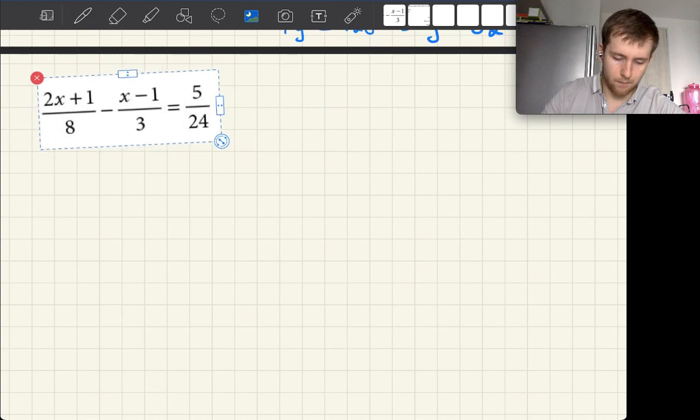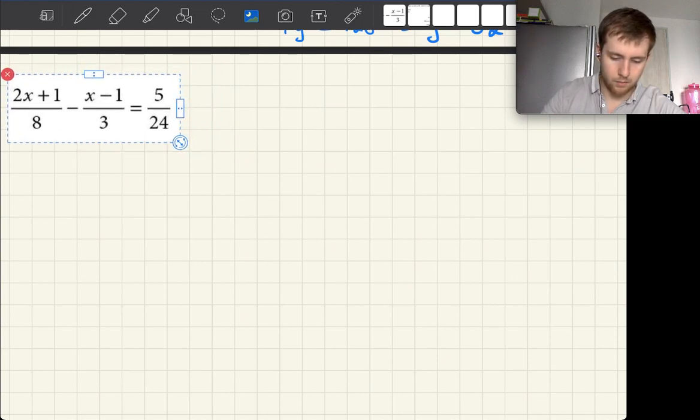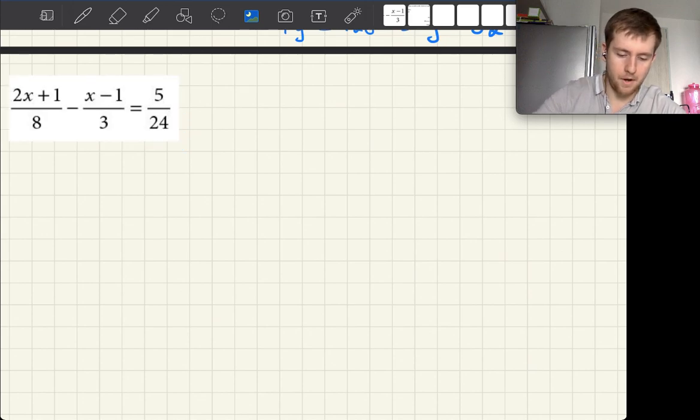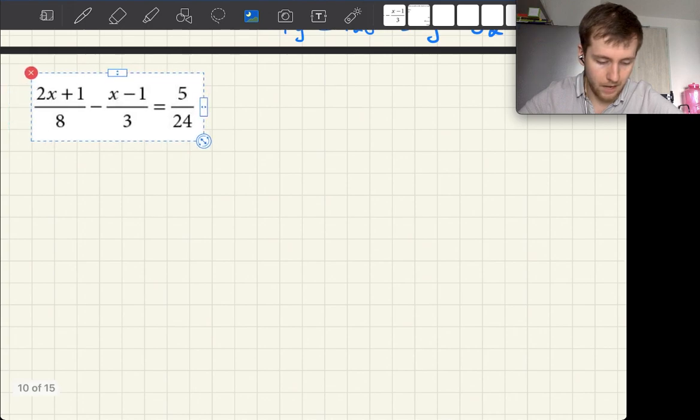So here we have (2x + 1)/8 minus (x - 1)/3 equals 5/24. How can we solve this kind of problem? Well, first of all, we have to add the fractions.